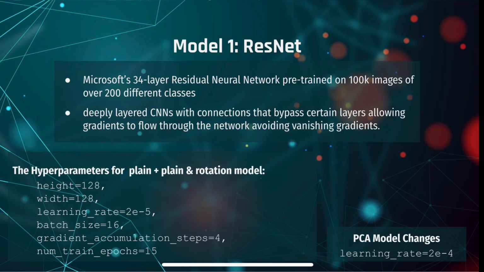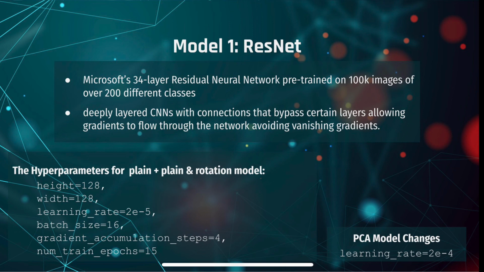ResNet is Microsoft's 34-layer residual neural network pre-trained on 100,000 images of over 200 different classes. It uses deeply layered convolutional neural networks with connections that bypass certain layers, allowing gradients to flow through the network while avoiding vanishing gradients. For this, we used Hugging Face's Transformers API to access both the data, model, and tools to construct the model's metrics.